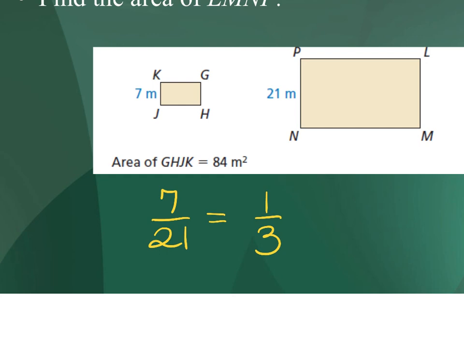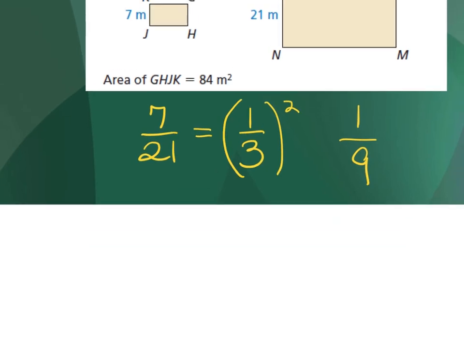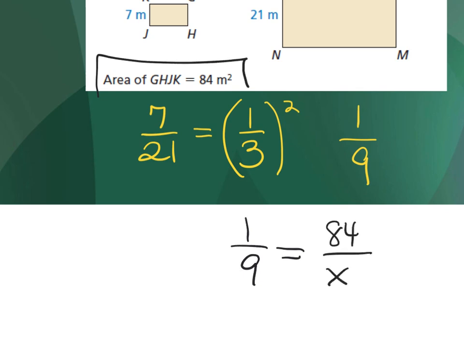Now to find the area of the larger rectangle, I'm going to take my scale factor and square it, or the ratio of the side lengths, and then the area ratio becomes 1/9. I'm now going to use that ratio and solve the proportion. They gave me the area of the little one, and I put it over the unknown, which is what I was asked to find. The area of LMNP.